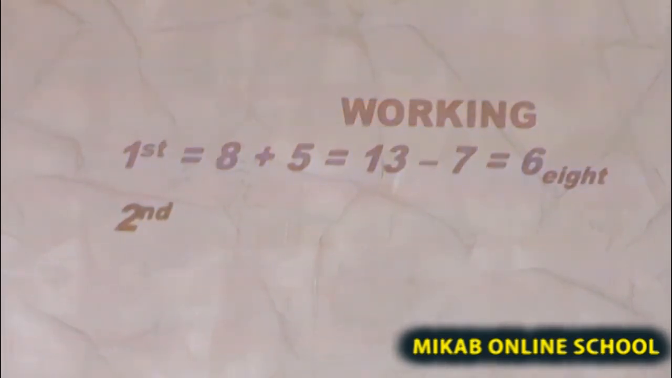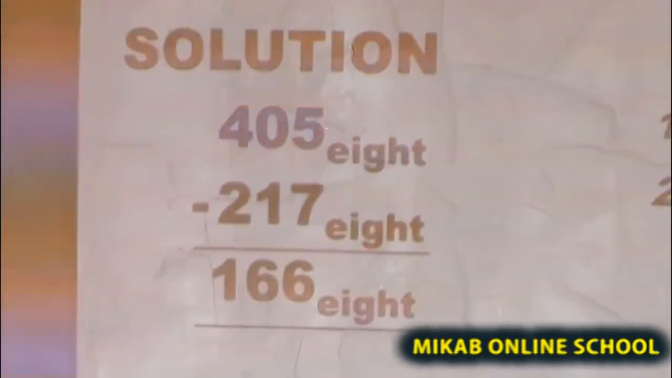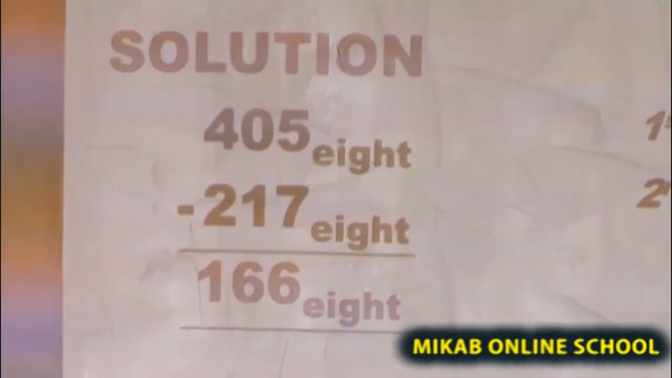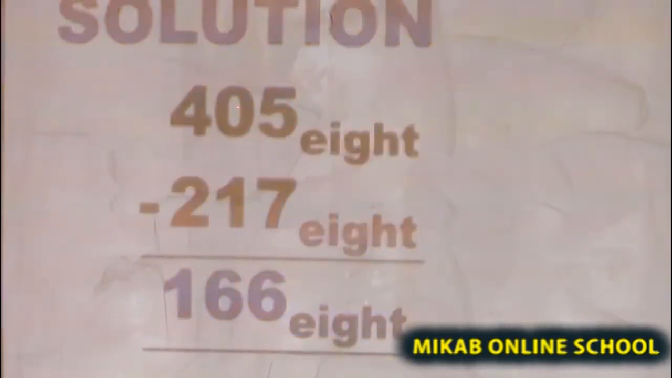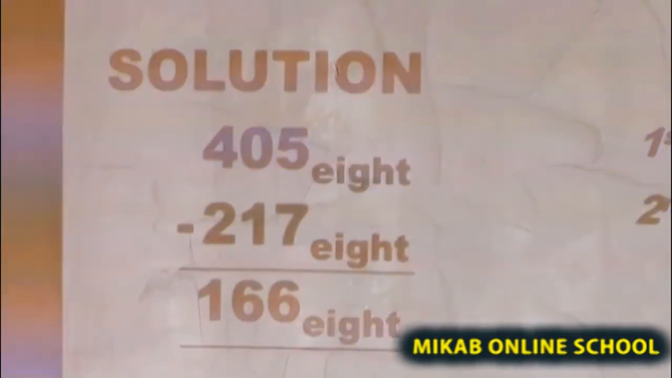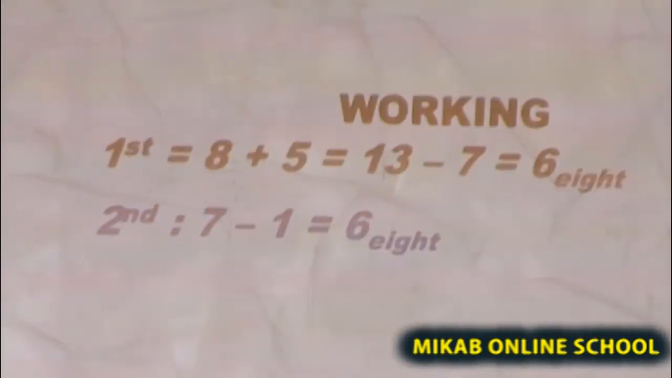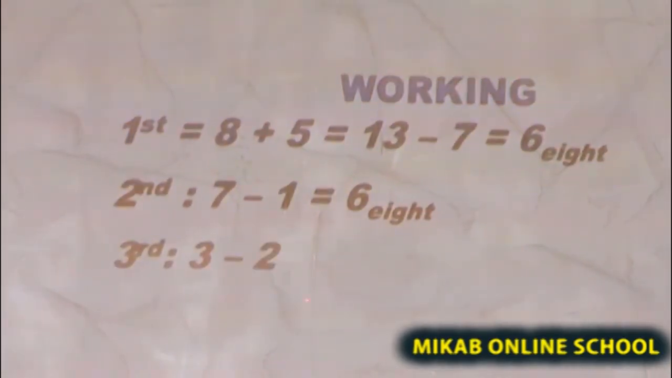Okay? So now, looking at the next column, remember we borrowed. Here we had 8 earlier, and from this 8, 1 was borrowed by 5. So here we have 7 left. So I'm going to have 7 minus 1. And 7 minus 1 will simply be 6 in base 8. No need for division because it's not up to 8.